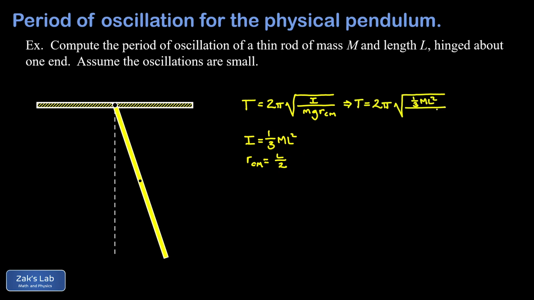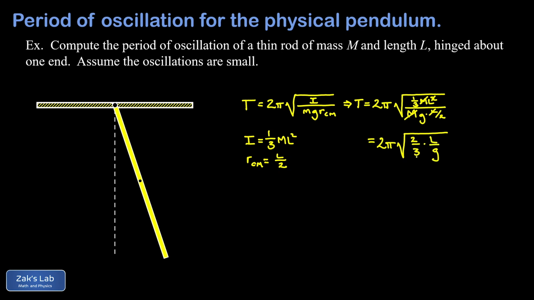And there's our moment of inertia, 1/3 ML squared. And then in the denominator, the mass was big M, and there's our g. And our r center of mass is L over 2. So the M's are going to cancel out of this, and one L cancels out of this. And we arrive at a period of oscillation of 2 pi square root 2/3 L over g.